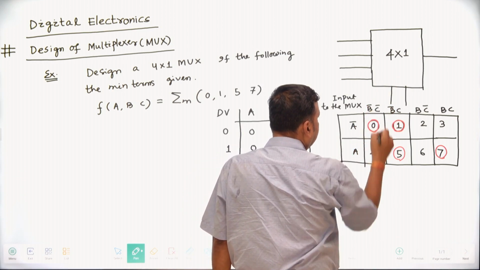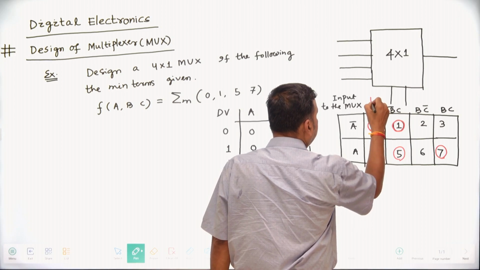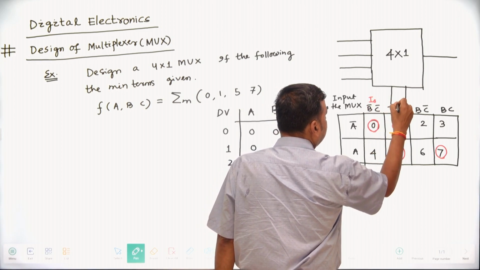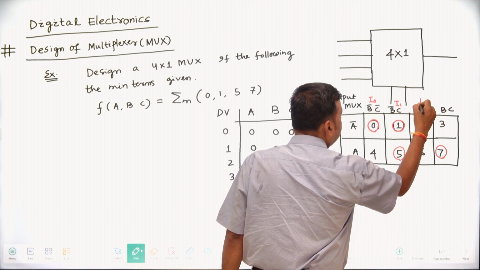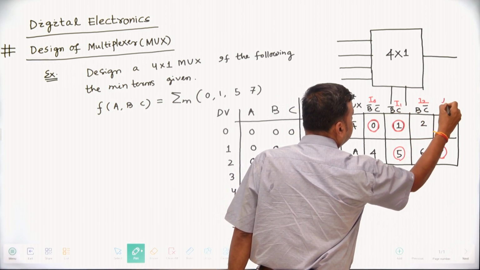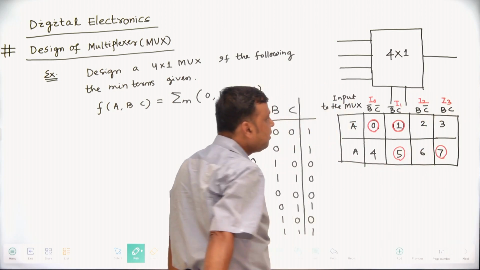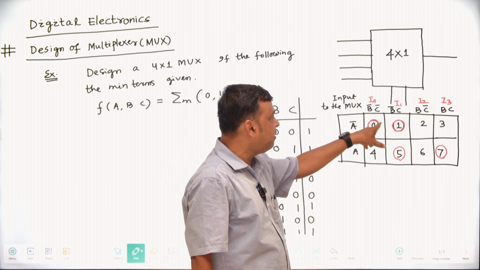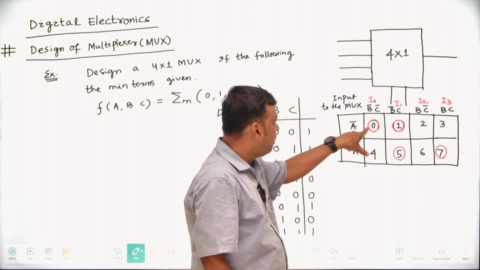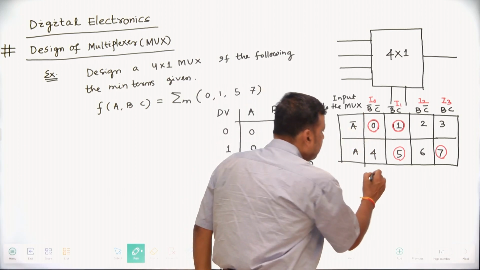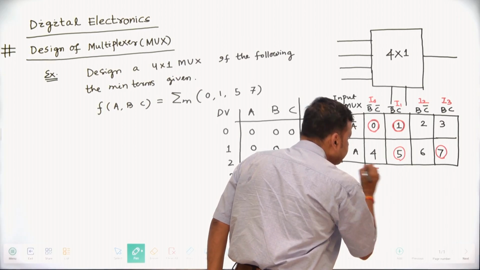I can write here, this is your I0. This value is nothing but I1. This is nothing but your I2, and this is nothing but your I3. Here, for I0, only one is encircled, the 0. The corresponding value is A bar. So I am writing here A bar.